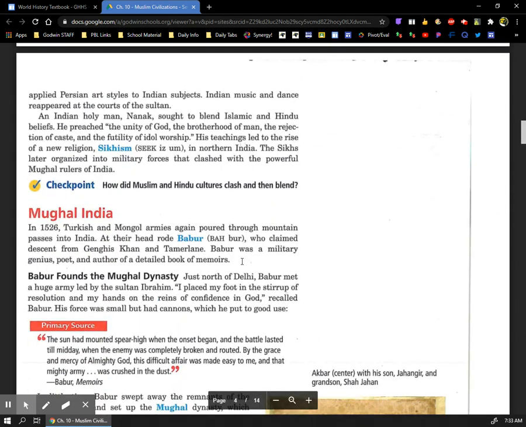Local artists applied Persian art styles to Indian subjects. Indian music and dance reappeared at the courts of the Sultan.